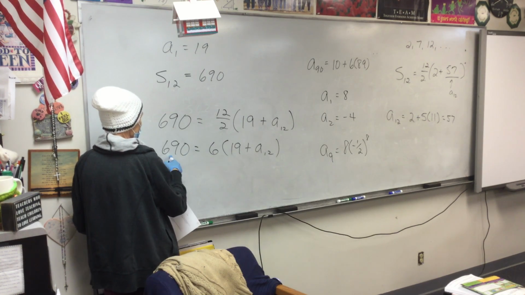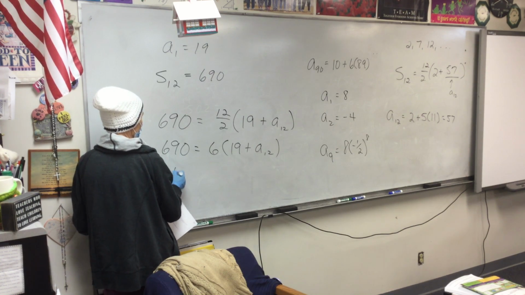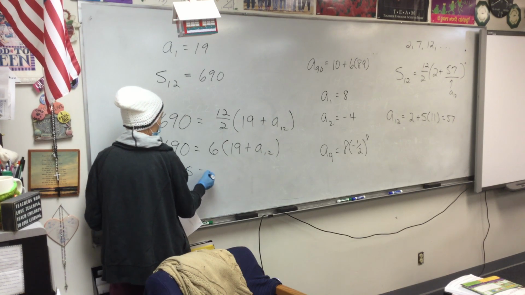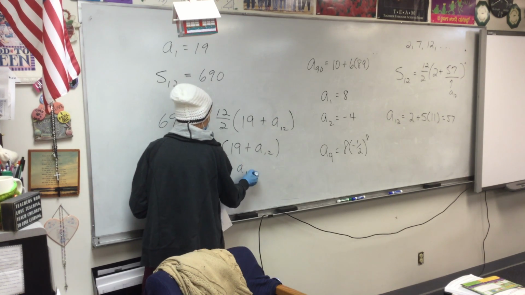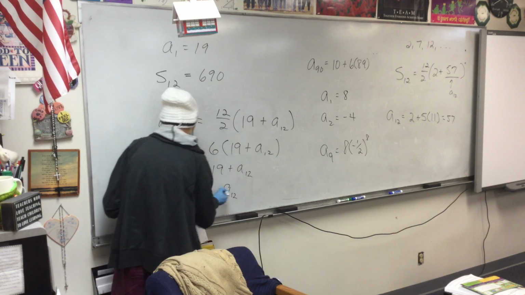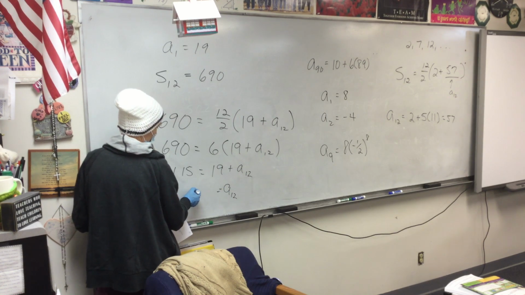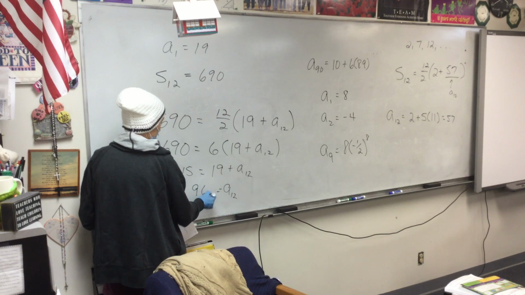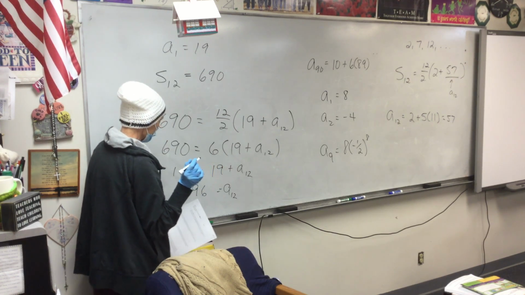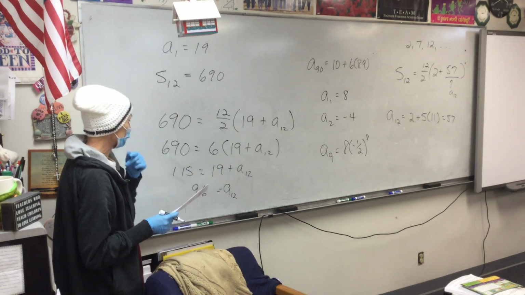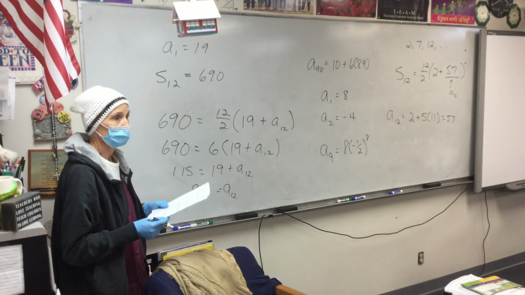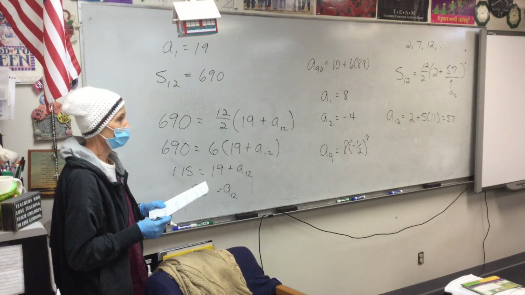Let's see, if I divide by 6, that would give me 115. Double check my arithmetic. So a sub 12 is 96. Keep an eye on my arithmetic. That wasn't as hard as I thought it was going to be.